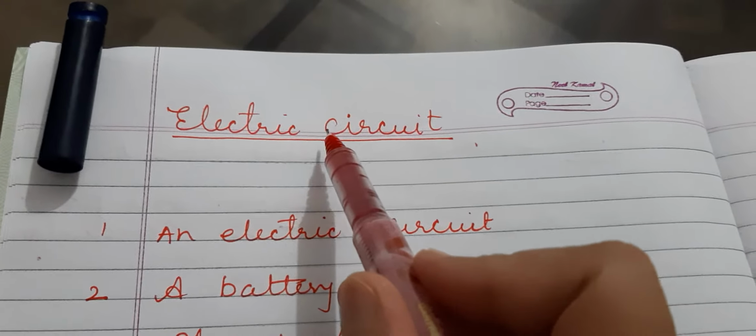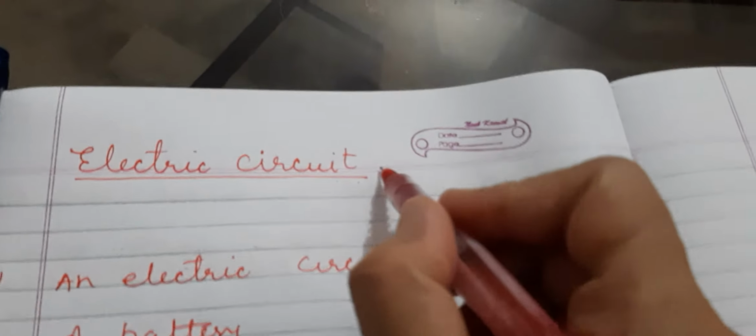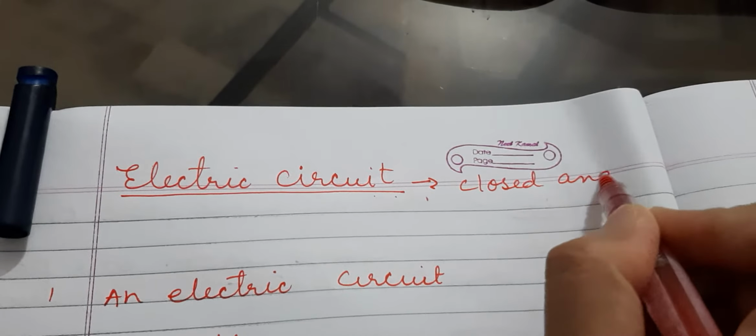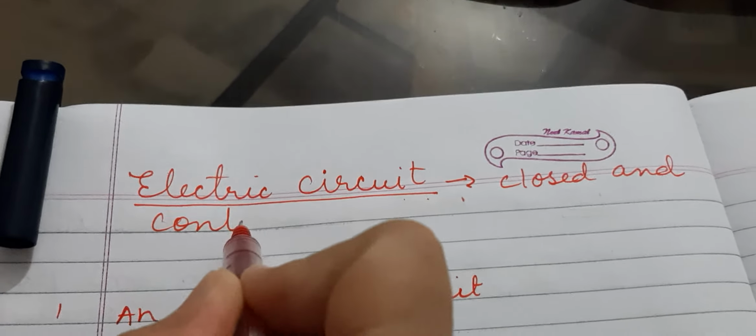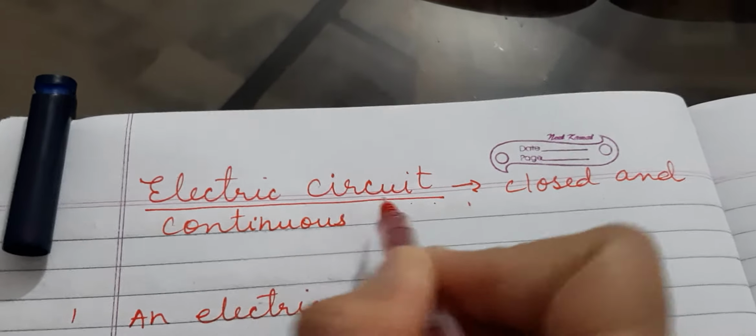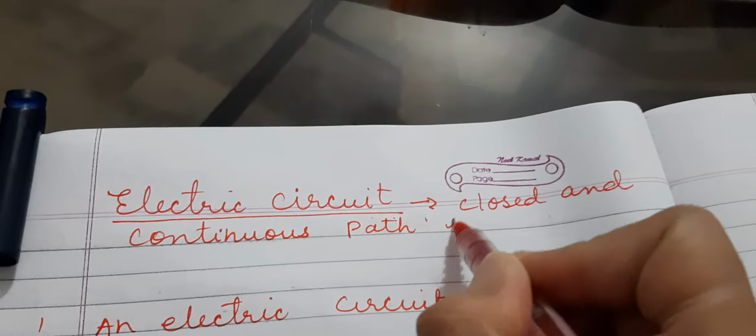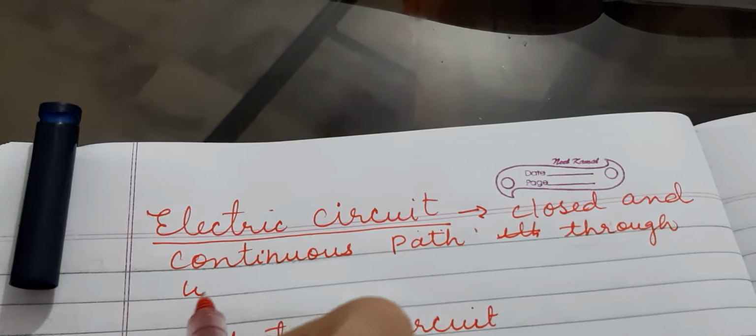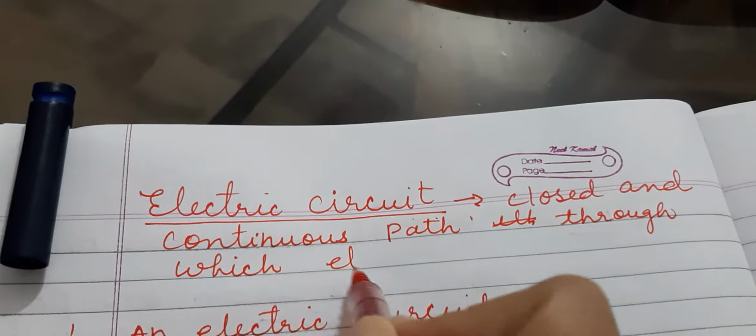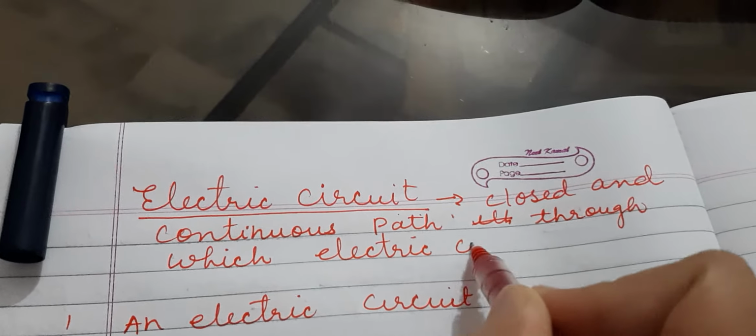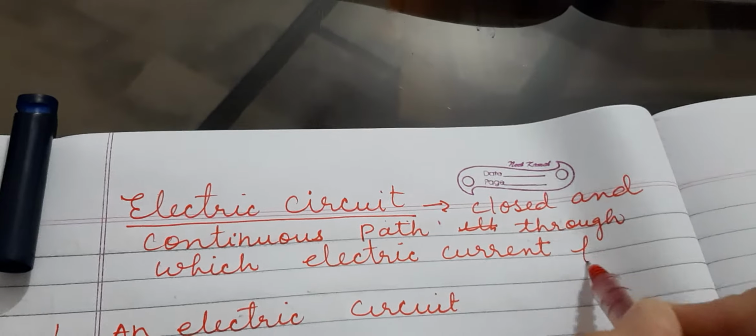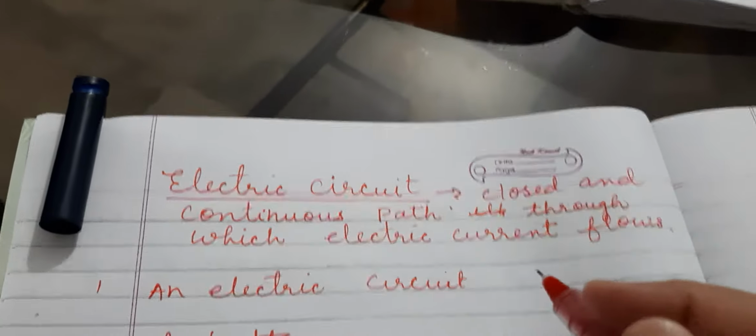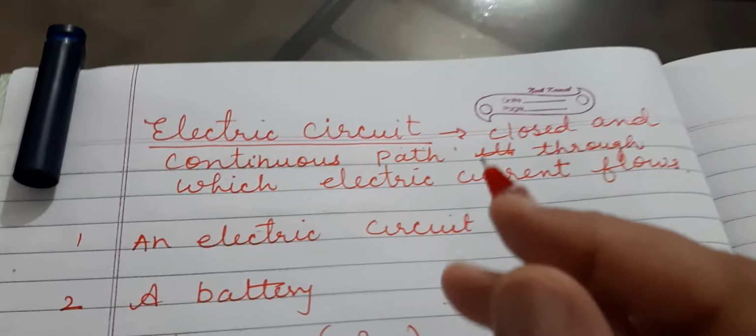Hello children, now we will see what is an electric circuit. An electric circuit is basically a closed and continuous path through which electric current flows. So we know that electric current flows in a closed and continuous path. At our home it also comes with the help of wires, so that circuit is a closed circuit.